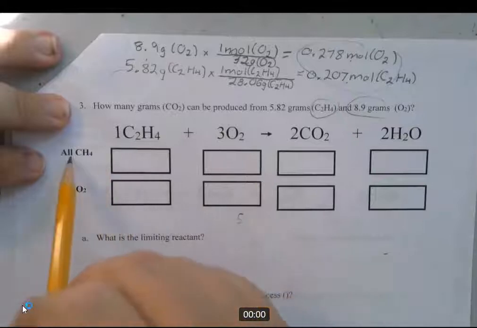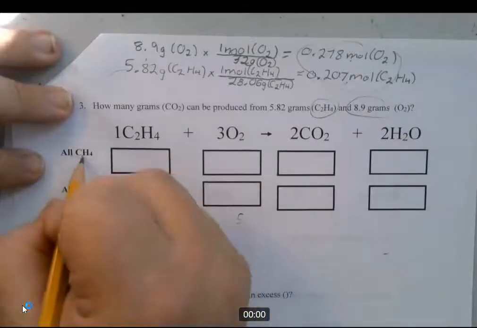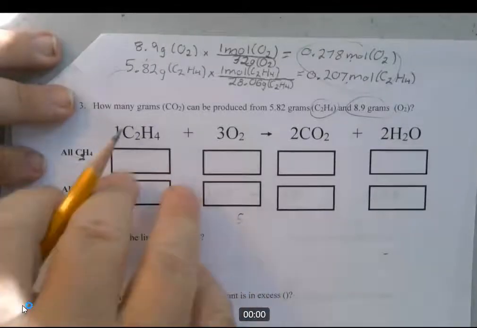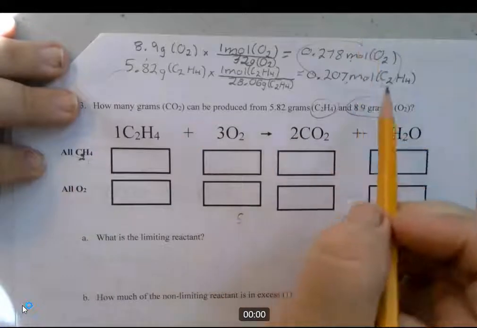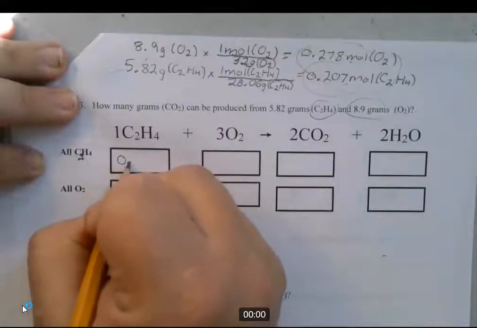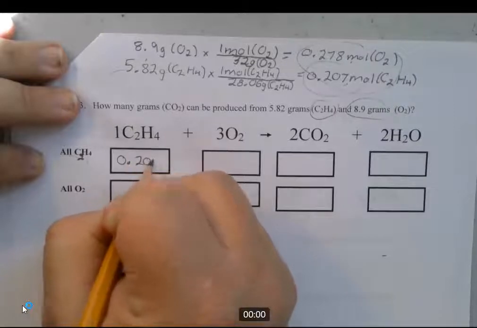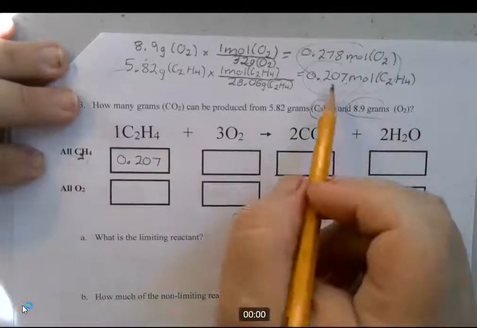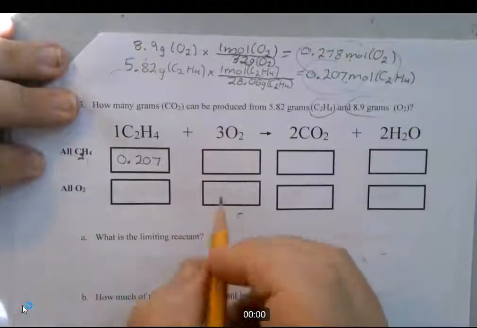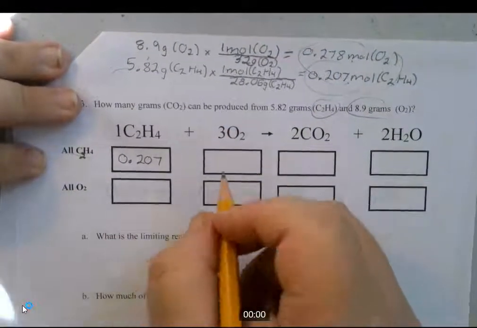If I want to burn all of the C2H4, and I didn't change this, I just left the 2 out there. Yeah, if I want to burn all of the C2H4, that would be this much, 0.207. So I'm going to put that here. And if I want to burn all of the O2, 0.278, I put that here. It's in the oxygen column, and it's under all O2.